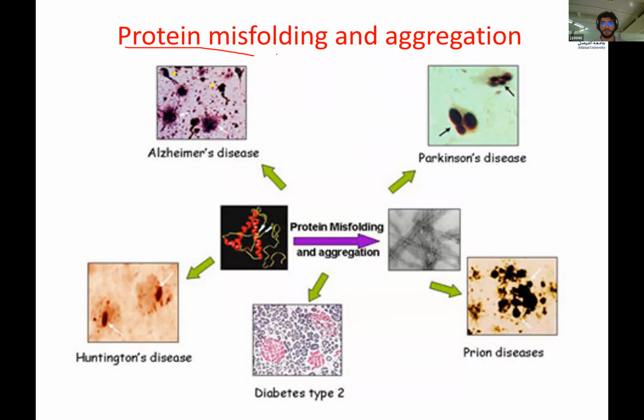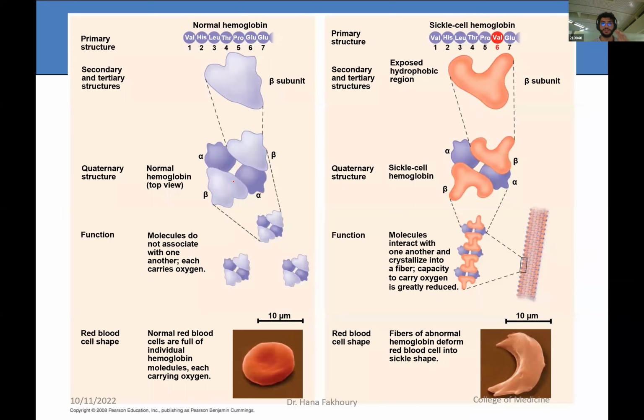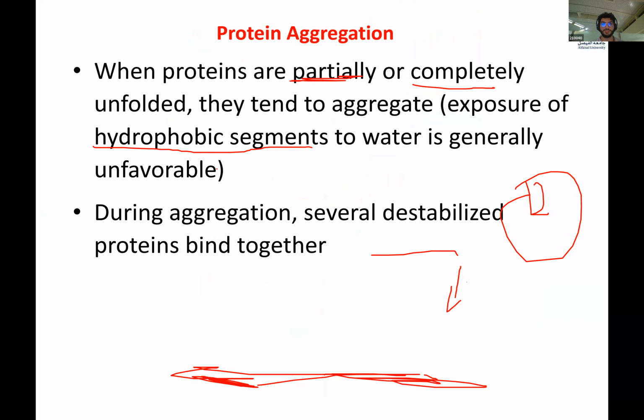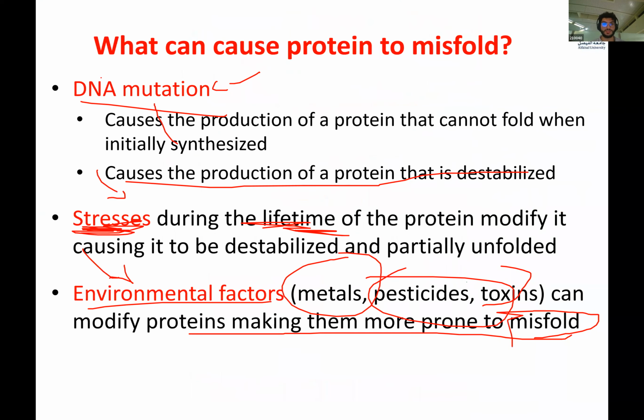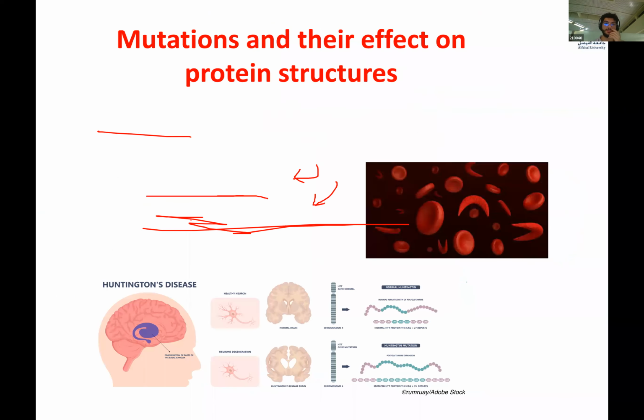Now, there are other causes of protein misfolding and aggregation. We've been discussing, if you remember, mutations. Let me find the slide. All right, we were discussing mutations that cause diseases. Now, let's discuss other things.